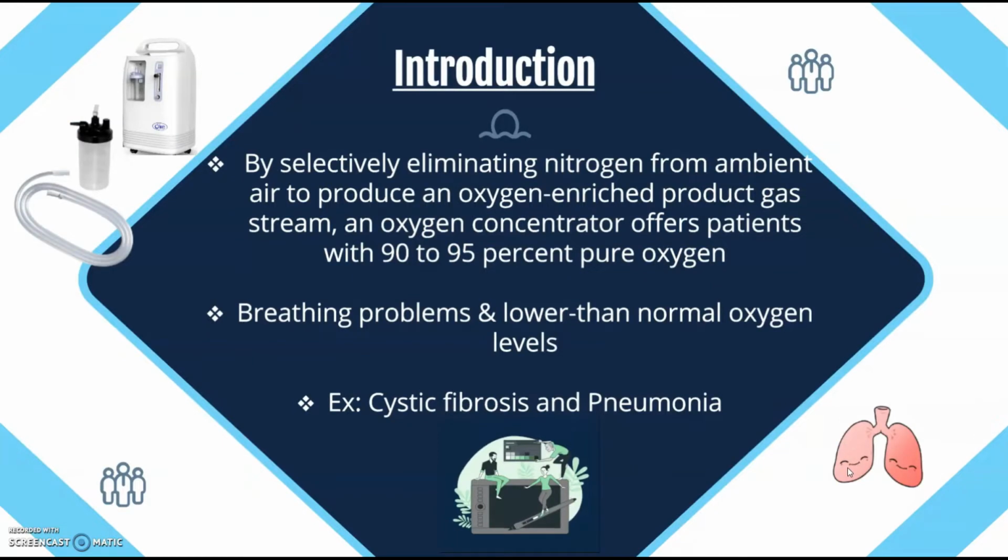Here's an introduction about the medical device that we're going to use, which is the oxygen concentrator. The oxygen concentrator is categorized into three parts: the oxygen concentrator itself, the humidifier, and its connecting tube. So what is an oxygen concentrator? An oxygen concentrator eliminates the nitrogen from the ambient air to produce 90 to 95% pure oxygen to offer to the patient.